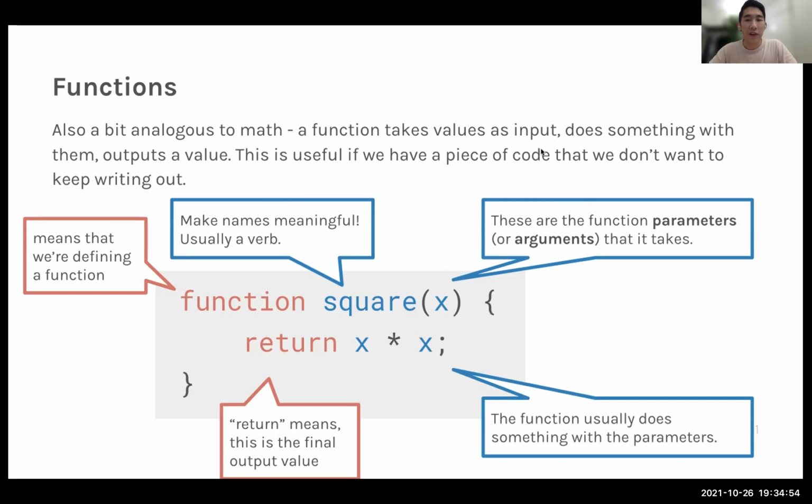And this is useful if we have a piece of code that we don't want to keep writing out. For example, if we have some operation that we want to square some number, which again, because this is not a math class, is probably not something we'll have to do very often, but this is just an example. Here, we're defining a function. Here we have a name for the function, called square. Here we have function parameters, in this situation just x. And then we have x times x. This is what this function is doing to whatever you pass in. You pass in an x, it's multiplying it by itself, and then return means that this is the final output value.